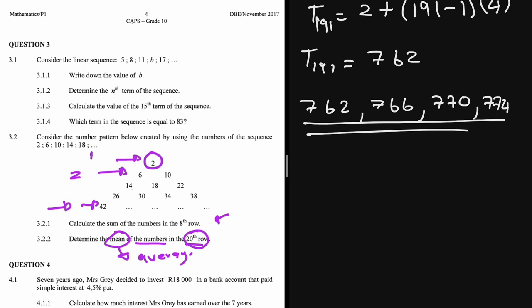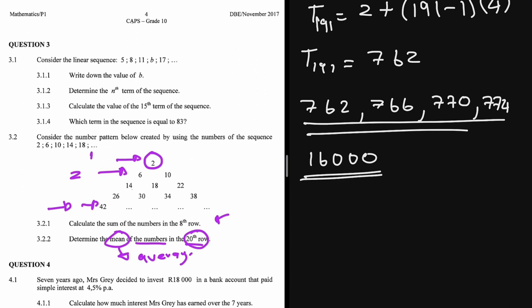So after we do all that, you add all of them together, you add all those 20 terms. And after you add all the 20 terms, you're going to find that the sum is going to give you 16,000.